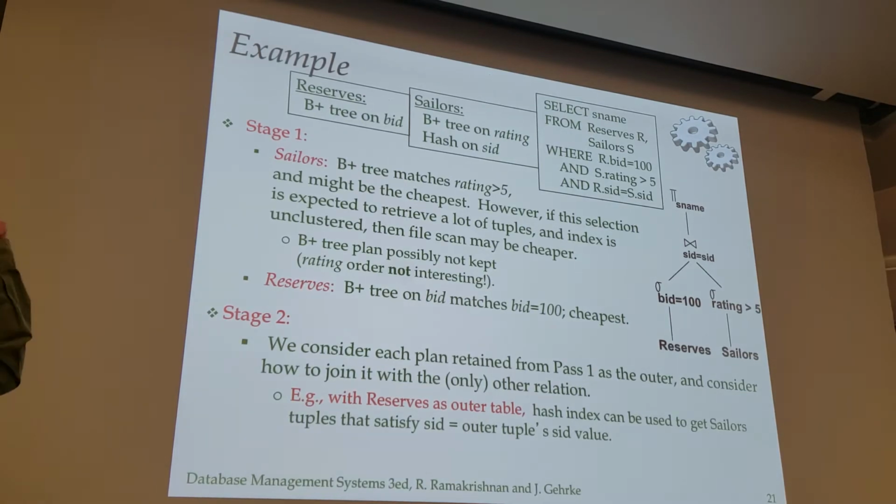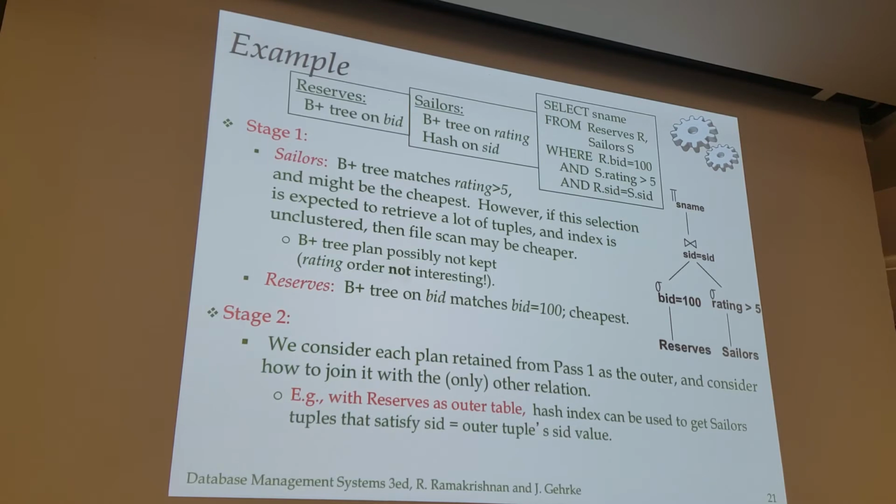What you have on the left of that isn't the plan, it's which access paths exist on each table. For reserves, we'll assume that there's a B plus tree on boat ID. Is that the only access path I can use for reserves? How many think that's the only access path? That's the only index I have. So is that the only access path I can use to get to reserves? How many say yes? How many say no? And no is right, because I can always use file scan.